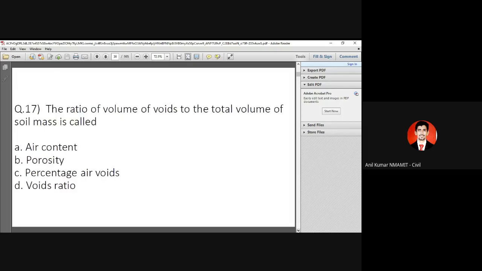Again, a very simple problem. Nitin, the ratio of volume of voids to the volume of soil mass is called as? Tell me the answer. No time. Don't look away, you have to answer quickly. It is known as? No need of discussion for this. D. Next. Volume of voids, D. Next, Manjunath.